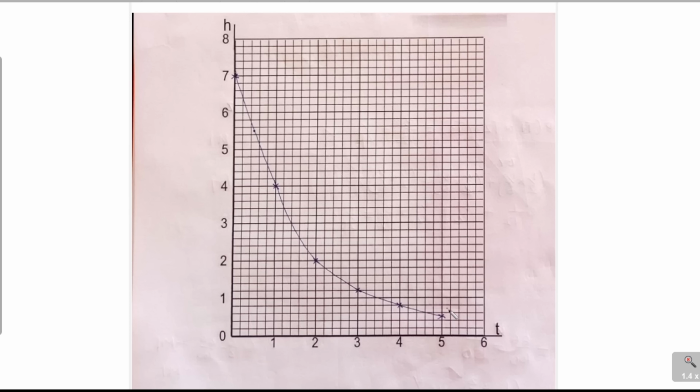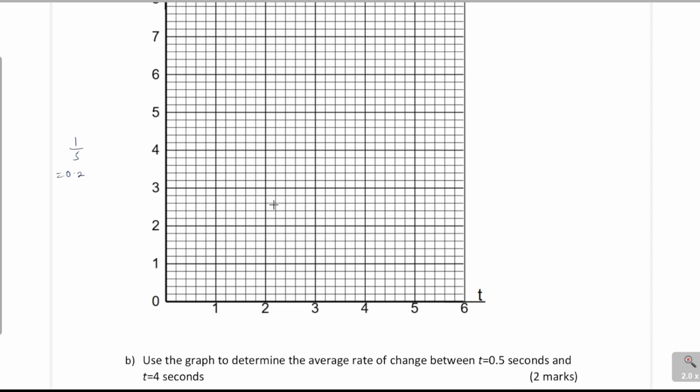So that is what you're supposed to do. You get a mark for correct plotting, and then for the curve, you get a mark. Those are 2 marks. Very easy. Then you draw a smooth curve. We go to the next question after that.